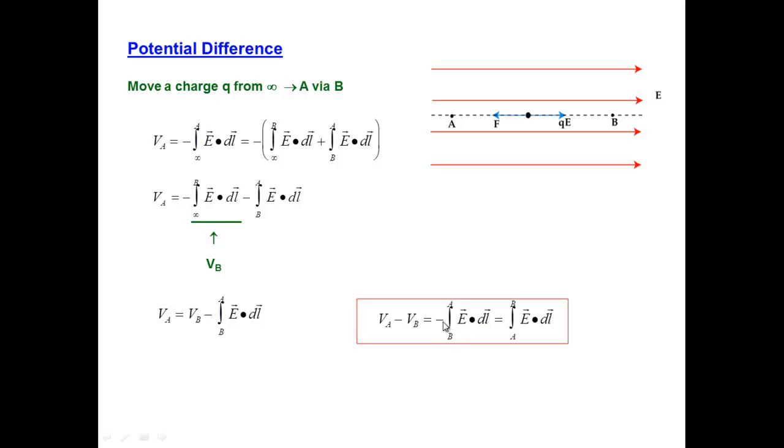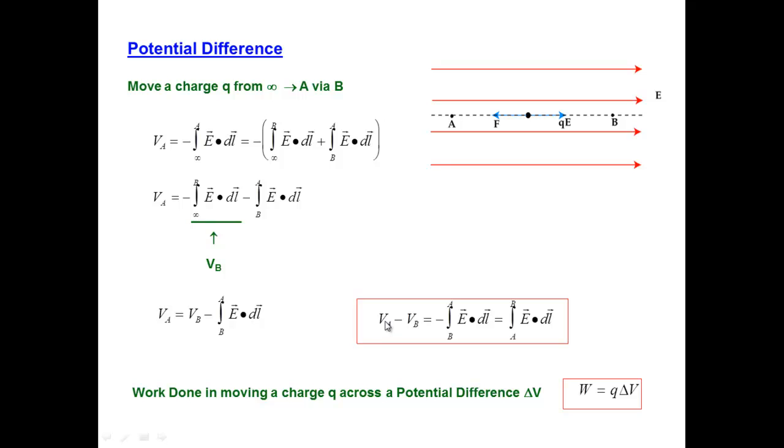dl, or if we want to get rid of the minus sign, we can interchange the order of integration. So we're saying that the difference in electric potential from point B to point A is equal to minus this integral from B to A of E dot dl. So another way of thinking about this is that we can write down the work done in moving the charge through a potential difference as the work done is equal to Q times the change in the electric potential.